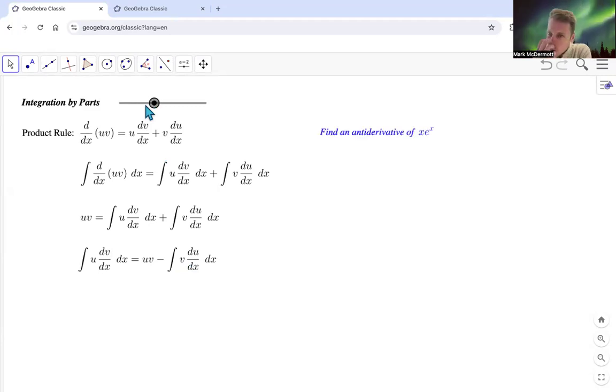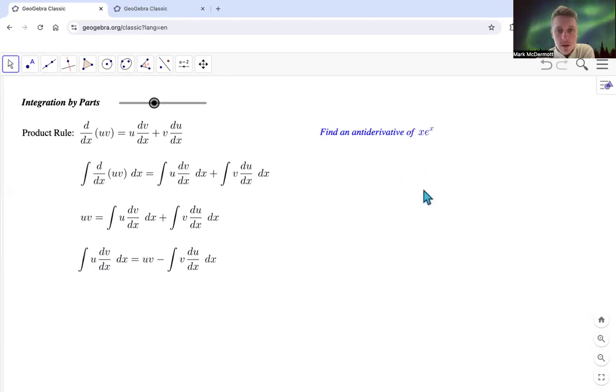And you're probably wondering why on earth that's an interesting result. Well, what it can do is help us find the integral of a product of functions. So what we've got is u dv/dx, and this is telling us how to find the integral of u dv/dx.